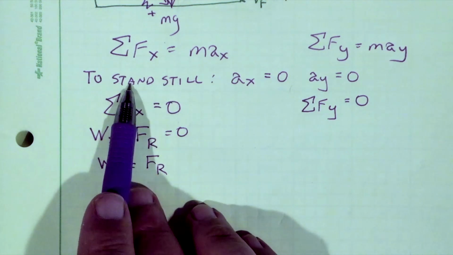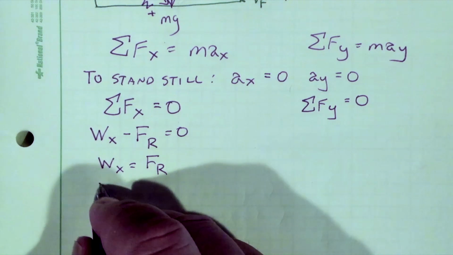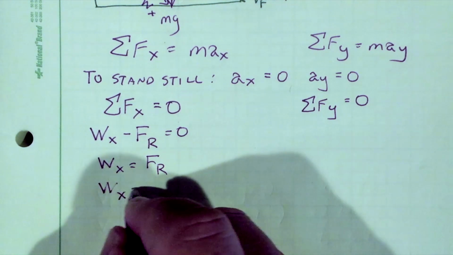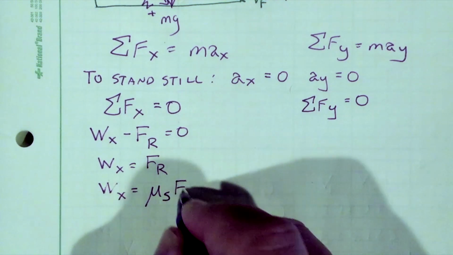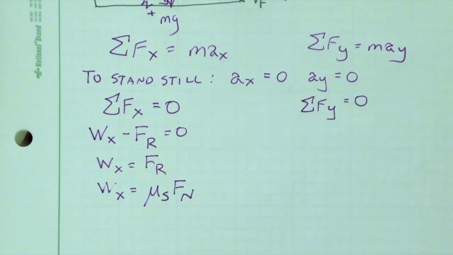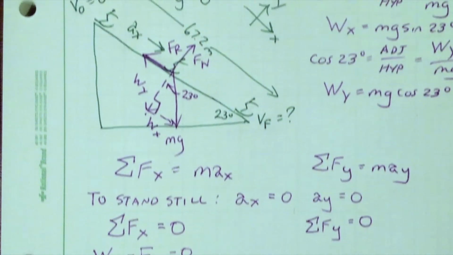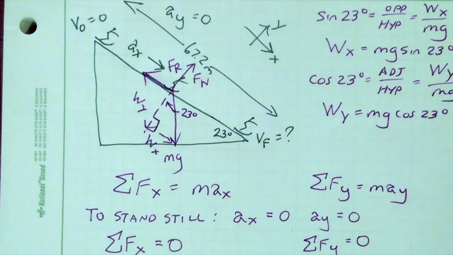Now, because we are standing still, we're going to be dealing with the static friction force, which means we have the coefficient of static friction times the normal force. So like in so many situations involving friction, the challenge is now to find the normal force. But we can do that because we know that the acceleration in the y direction is 0.